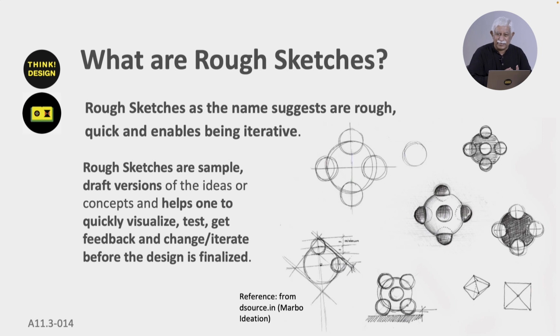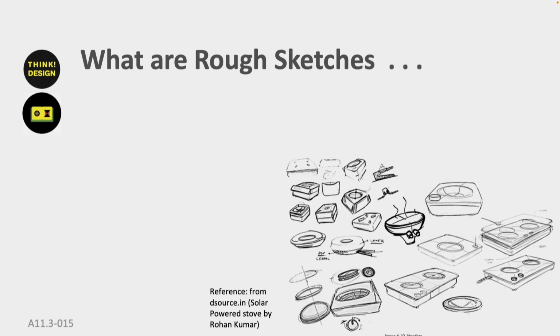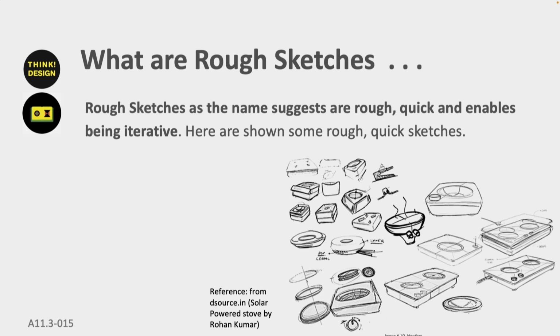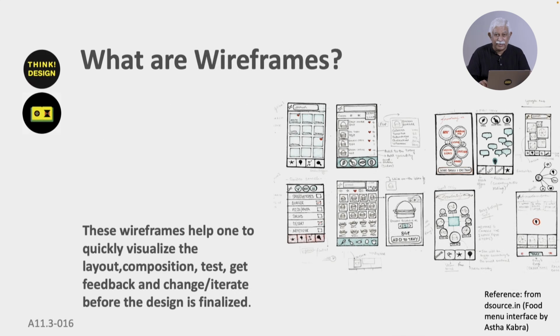Like here, these are sketches done for Marbo, which you're going to see as a case study later on. Okay, and these are sample draft versions, and you can get to visualize what your concept is very quickly. You can test it and get feedback, and then you can change and modify it before you actually finalize it. Let's look at another example here. So this, you can see that these are sketches done for making a solar powered stove, and these are the rough sketches for it. Okay, it gets a feel of what it is like.